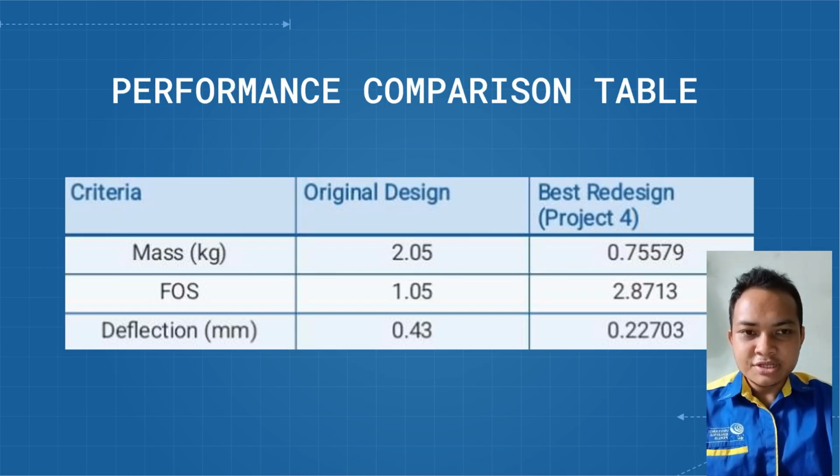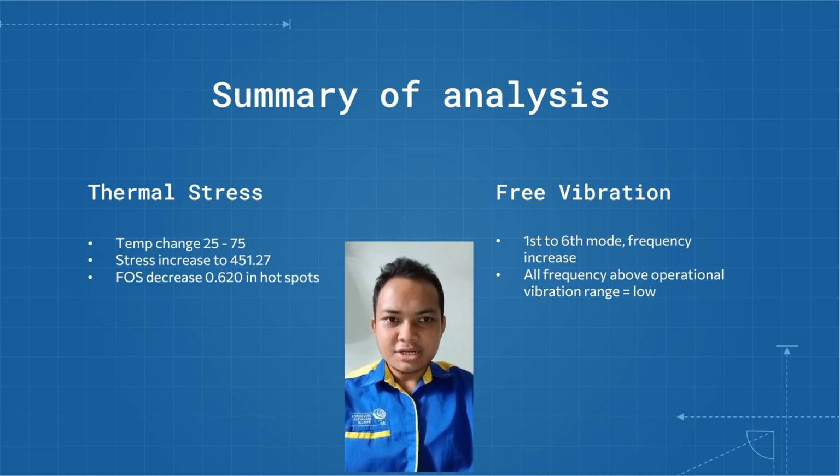For the performance comparison table, we can see there are 3 criteria: mass in kilograms, the factor of safety, and also the deflection. The original design has a mass of 2.05, the FOS is 1.05 and the deflection is 0.43. The best redesign made in this project is project 4, which is owned by CHEANG. The mass is 0.75579 kg. FOS is 2.8713, which is hugely higher than the original design, and the deflection is 0.22703 mm.